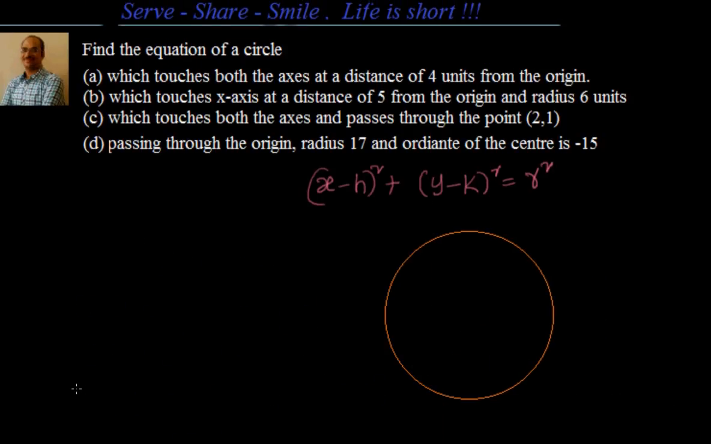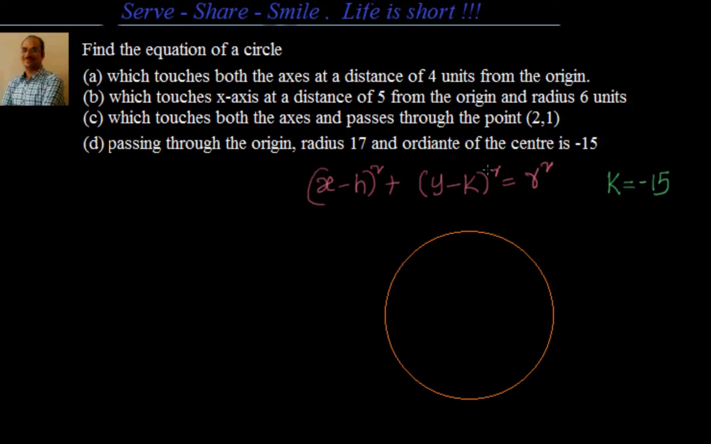Let's look at the last one. Passing through the origin, radius 17 and ordinate of the center is minus 15. What is the meaning of ordinate of the center? Nothing but k. Ordinate is k and the abscissa is h.